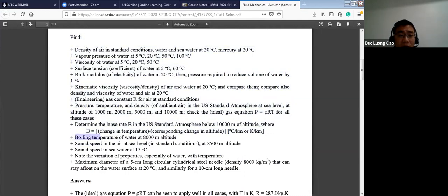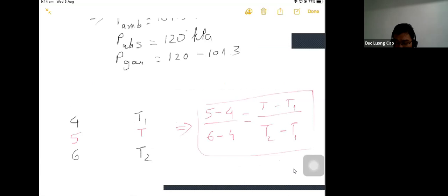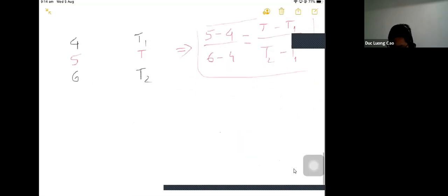Boiling temperature of water. Okay, I said about boiling temperature already. For example, boiling temperature at 101.3 kilopascal is 100 Celsius. And in this one, you have to find the boiling temperature of water at 8,000 meter altitude. You find the boiling temperature TB at 8,000 meter.